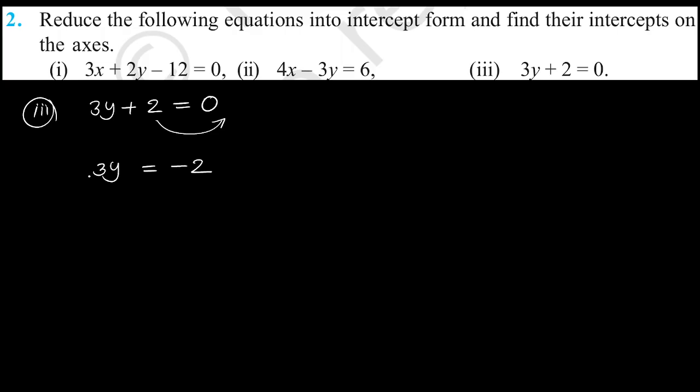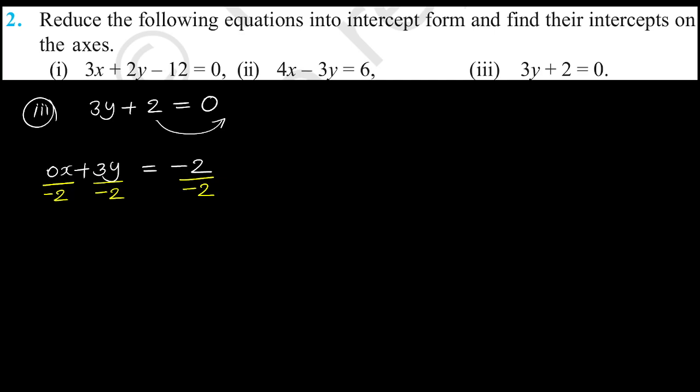So here the problem is, the x is not available. So let me write 0x for the time being because x is absent. If x is absent, you may write 0x. If y is absent, you may write 0y. No problem. My objective is I want to make the right side 1. To make the right side 1, I have to divide each side by minus 2. In fact, you will not get the intercept form for this equation. I am taking some effort, but after 2 steps, we can understand that the intercept form is impossible for this equation.